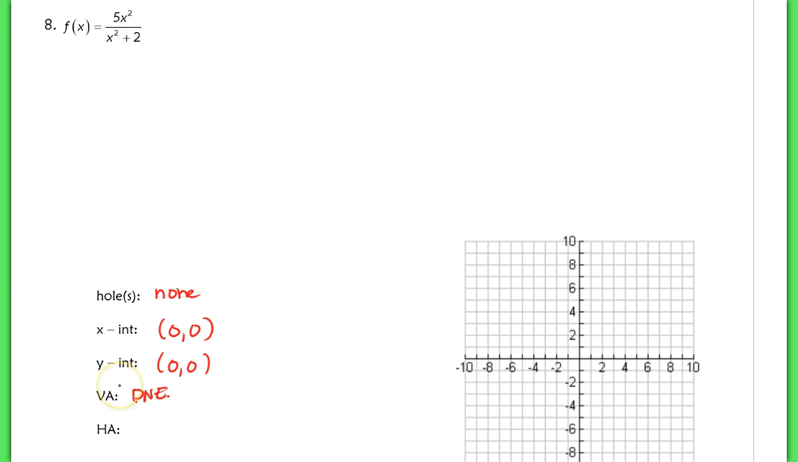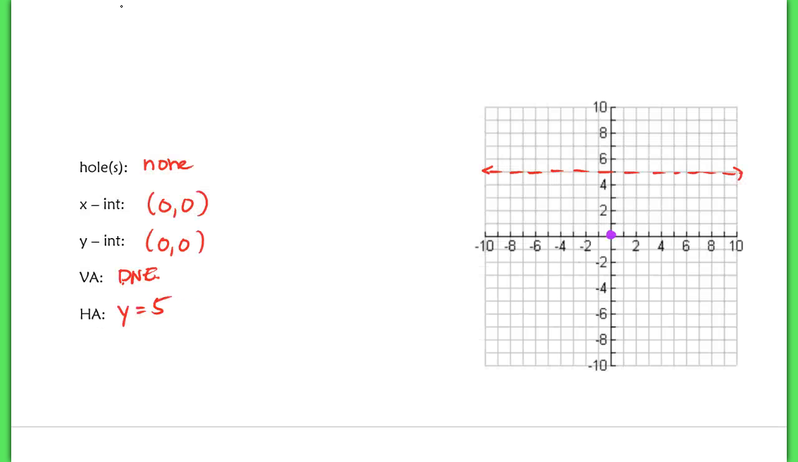Now for the horizontal asymptote, I'm going to compare the numerator's degree to the denominator's here, and they're the same, which means I look at the lead coefficients. So that lead coefficient would be 5, and here in the denominator would be 1, so we end up with 5 divided by 1, which is 5. So I have a horizontal asymptote at y equals 5. Alright, now based off of that information that we found, this would be the graph so far.